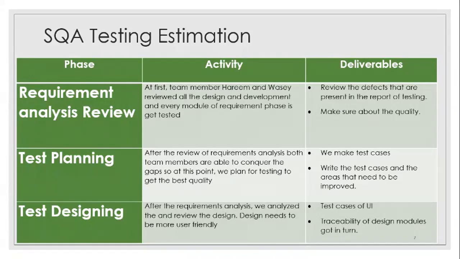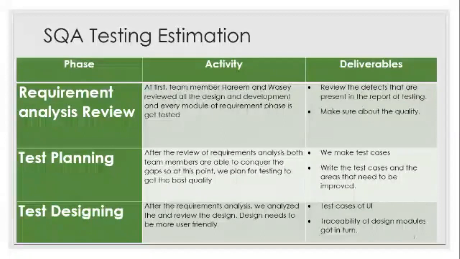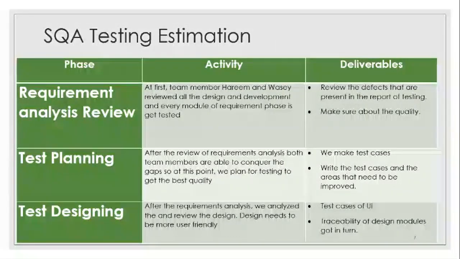Number one is requirement analysis, and in the activity section, both team members, that is I, Harim, and Hari Vase, reviewed all the design and development and every module of the requirement phase, and the deliverable was to make the quality best. The second is test planning, and the activity section says it reviews requirements analysis. Both team members are able to conquer the gaps in between. We plan for testing for getting the best results, and the deliverable was to write the test cases and the areas that need to be improved.